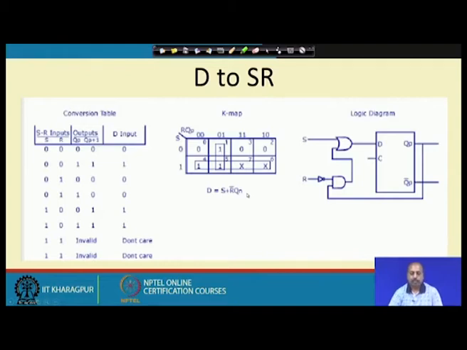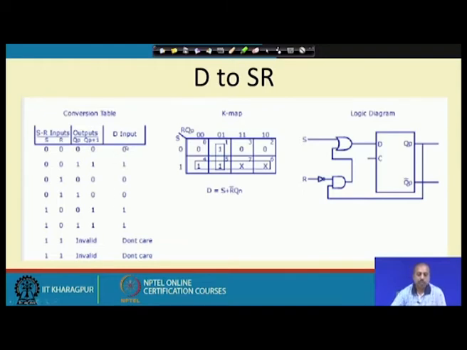The vice versa, the other way, D to SR conversion. This is also similar. We first write down the table for this SR, and then for 0 0, if Q p is 0, then Q p plus 1 is also 0, and if Q p is 1, then Q p plus 1 is 1. That way we make this table. For this 1 1, this is invalid, because for SR we are not going to put 1 1 into it. So, they are kept as invalid.